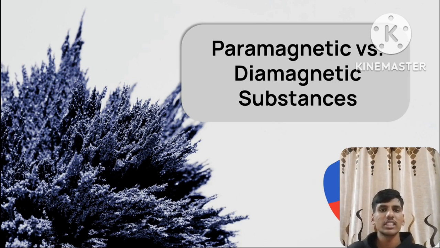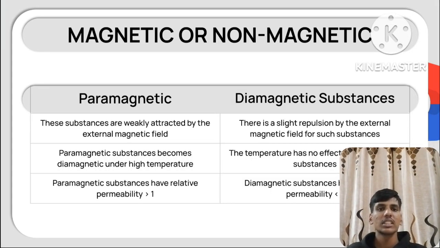I will be discussing the difference between paramagnetic substances and diamagnetic substances. In paramagnetic substances, the substances are weakly attracted by the external magnetic field, whereas in diamagnetic substances, there is slight repulsion by the external magnetic field. Paramagnetic substances become diamagnetic under high temperature, whereas in diamagnetic substances, the temperature has no effect on the substances. Paramagnetic substances have relative permeability greater than 1, and in diamagnetic substances, the permeability is less than 1.